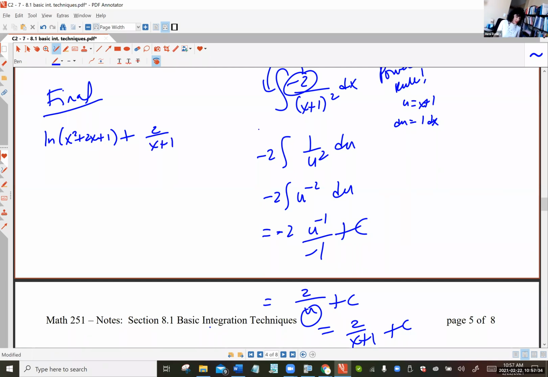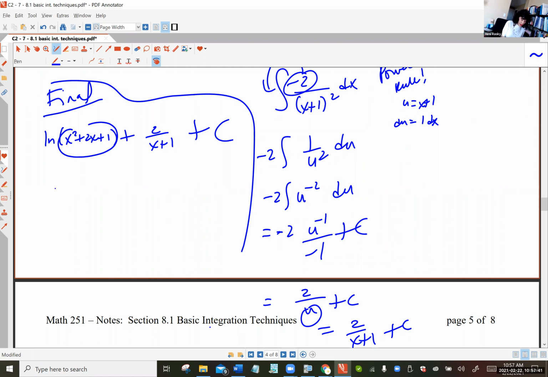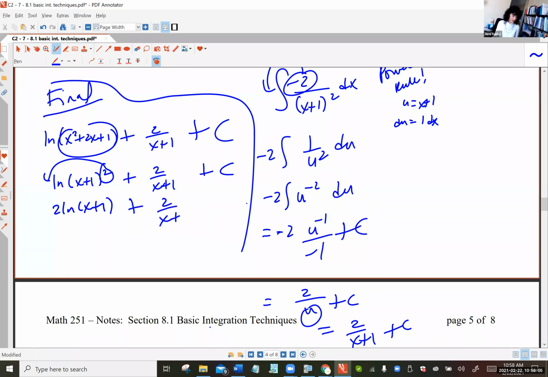There is one other answer, or two other answers, I would be okay with. What's another answer that I would be okay with? Well, because we factored this polynomial, you could have rewritten the log's argument as x plus 1, the quantity squared. That would have been legal. And if you really just want to be cute, you could have said that's the same as 2 ln of x plus 1, plus 2 over x plus 1, plus c. All three of these are equivalent, and all three are fine with me.